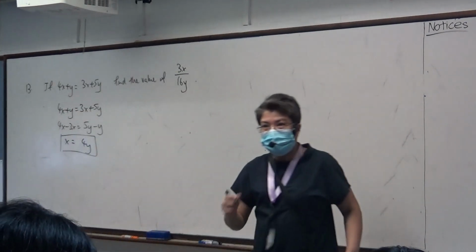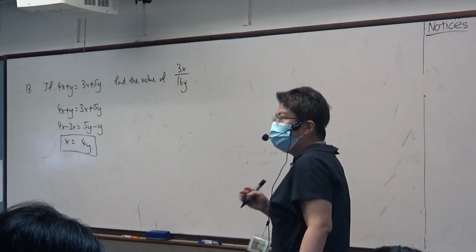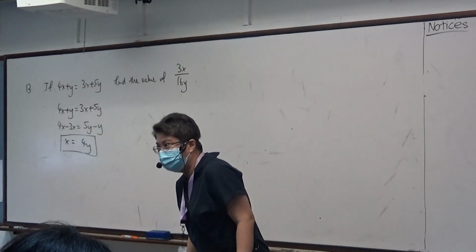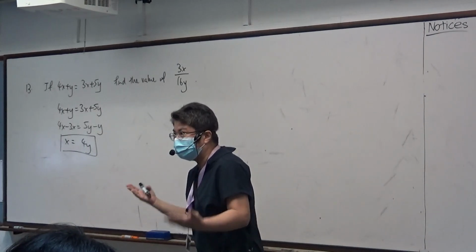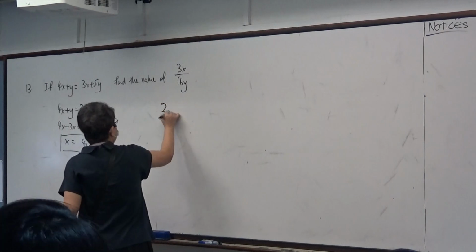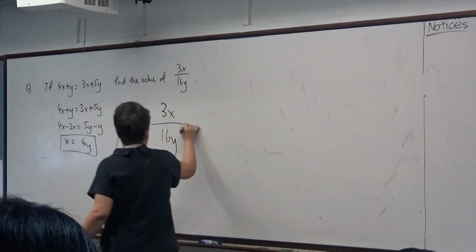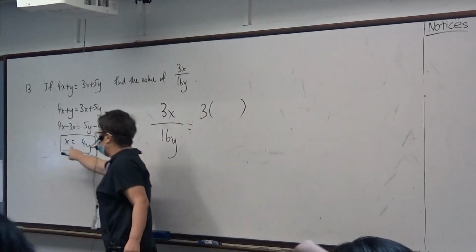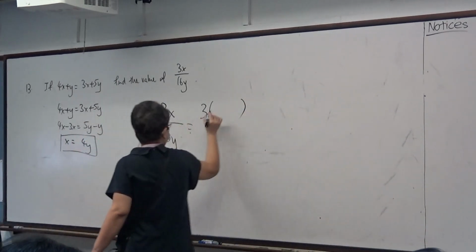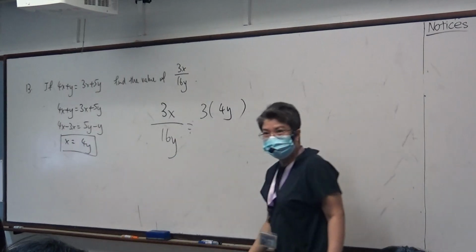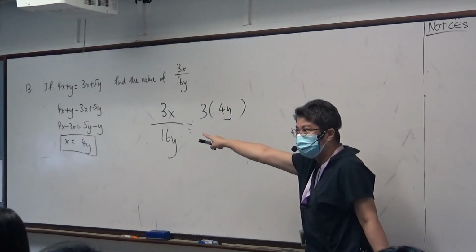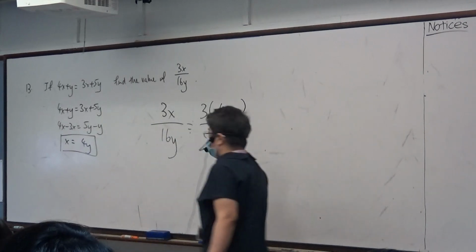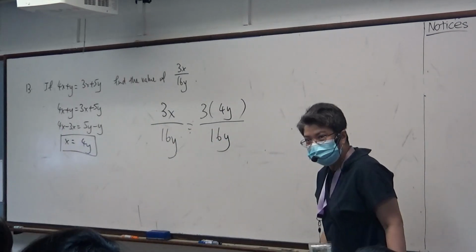Can you see it? What do you mean by x is 4y? That means whenever I see x, I can put 4y inside. Understand? Because they are equivalent. Okay, all of you look here. 3x over 16y. Now, in place of x, I can put what? 4y, right? Then 3 times 4y, over 16y. Agree?